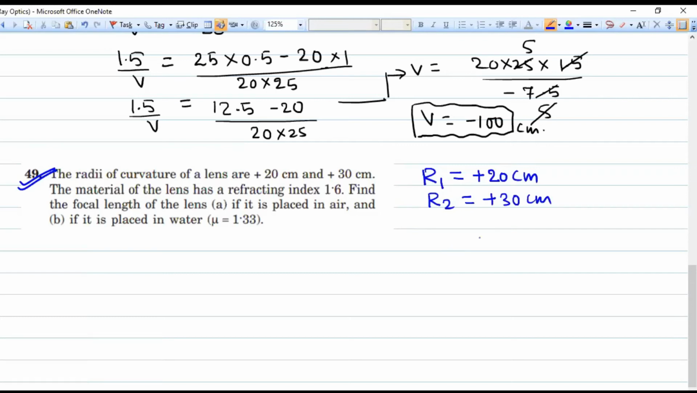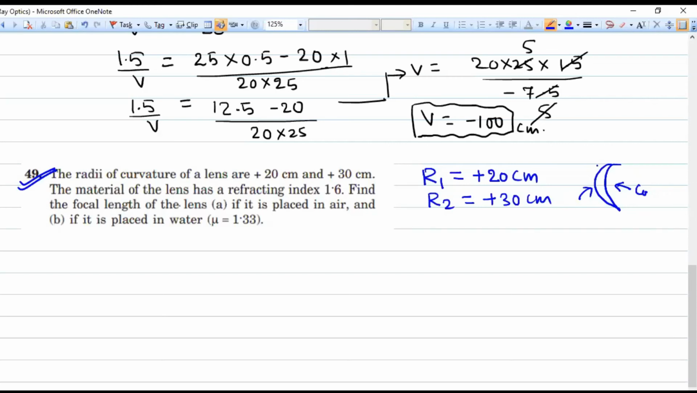Concavo convex. Good. Because both the radii are positive, as I've told you, it is concavo convex. R1, like this surface, will be concave and this will be convex. Then both the centers will be towards the right, so radii R1 and R2 will be positive. Very good, concavo convex lens it will be.